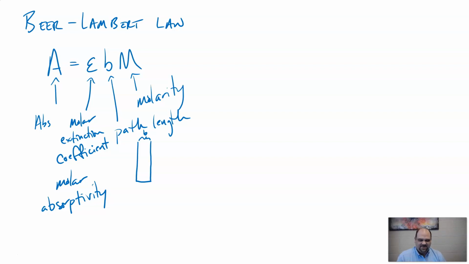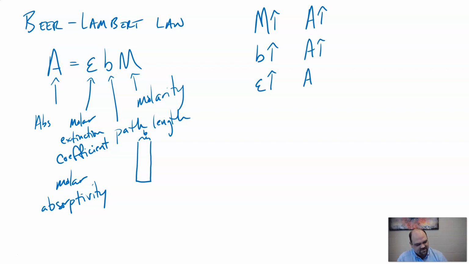A couple of things to point out here, right? This is, of course, a linear relationship, so as the concentration goes up, we expect the absorbance to go up. As the path length goes up, we expect the absorbance to go up. And as our molar extinction coefficient goes up, we expect the absorbance to go up, right? This is just a direct relationship.